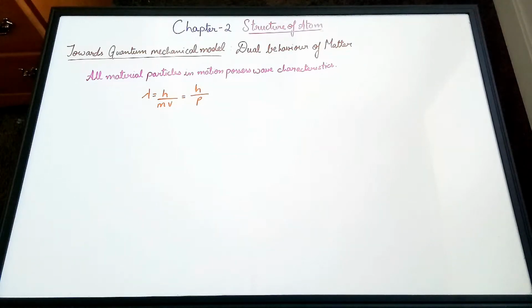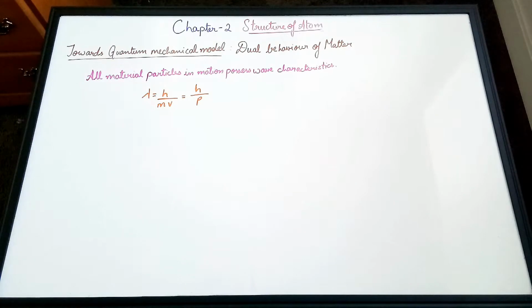So the two major issues with Bohr's model of the atom was that it could not explain two concepts. The first one is dual behavior of matter, and the second is Heisenberg's uncertainty principle. The Heisenberg's uncertainty principle, we'll talk about that, I think, after the two videos. But now we are going to be talking about dual behavior of matter.